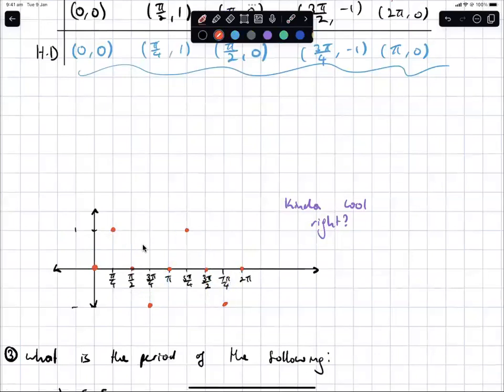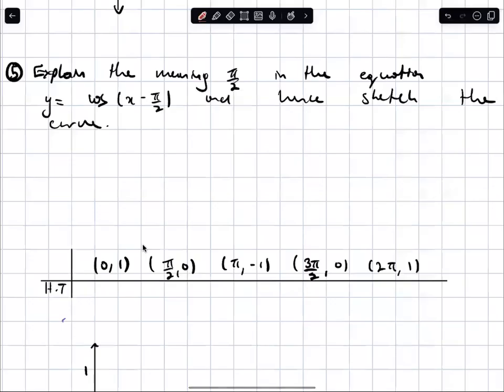Now we've got to put everything together. Now it's just a matter of being neat, keeping in mind that I've kept the scale to my benefit so that when I go through and sketch, everything's a little bit easier. So that's how we graph things with a horizontal dilation.